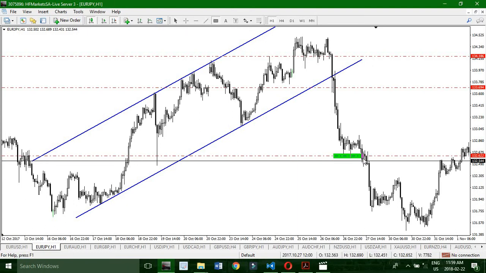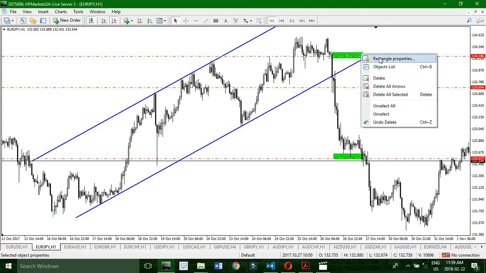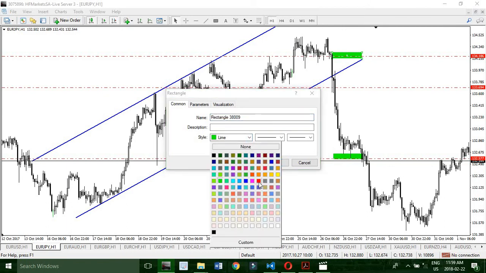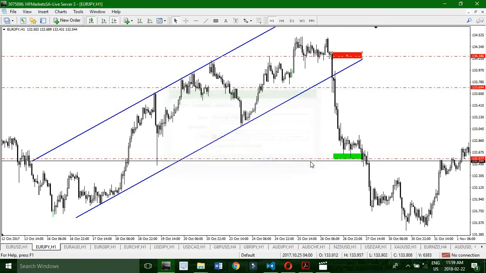So yeah, target, stop loss, red for this one over here, and there you go, guys. Easy.